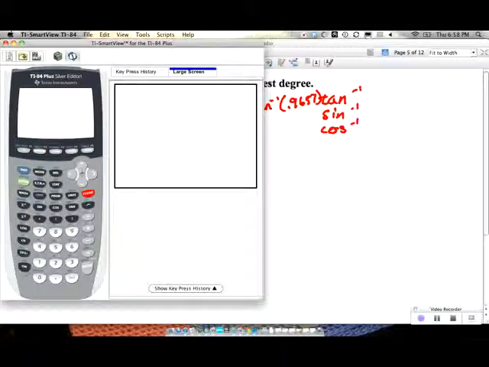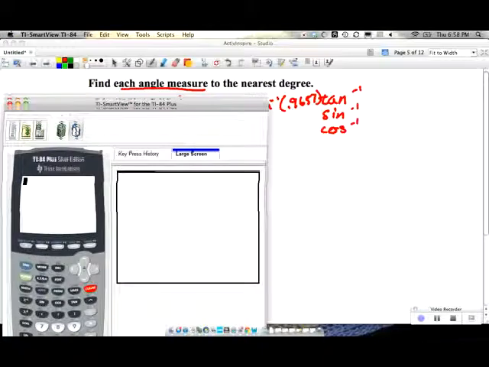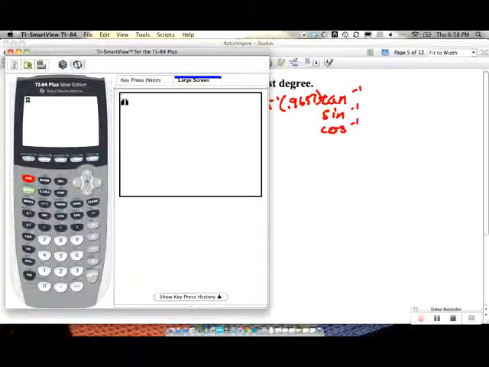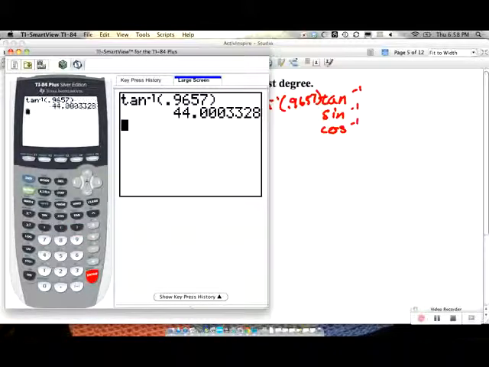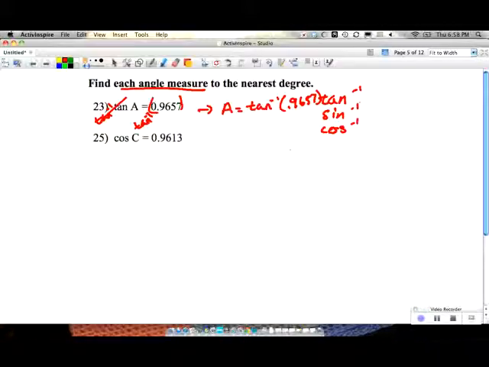Next thing, type in the calculation. This is tangent inverse. So I'm going to do second and then tan. It gives me the tangent inverse. And then I'm going to type in this decimal here, 0.9657. Close that off with the parentheses and plug. I think it's 44. So A equals 44 degrees, of course. Now let's do the other one in blue, just to kind of separate the problems here.